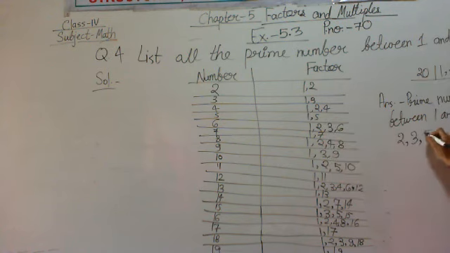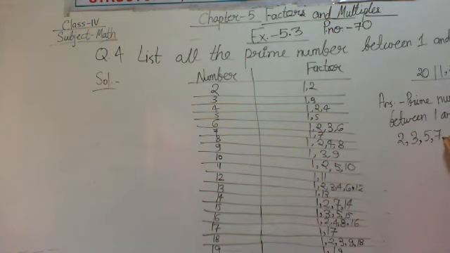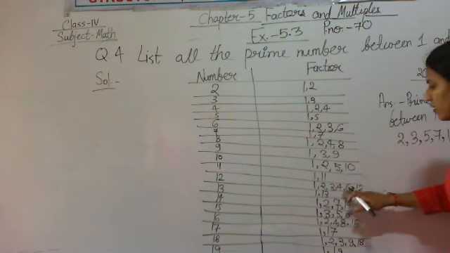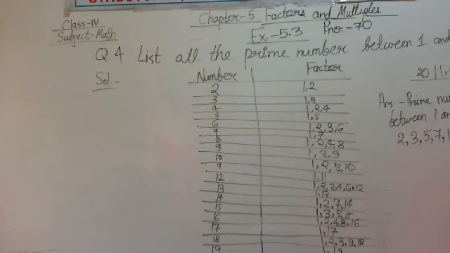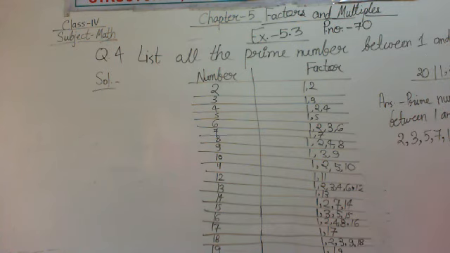5 is a prime because it has 2 factors. 7 is a prime because it has 2 factors. Then 11 is a prime number because it has only 2 factors. Then 13 is a prime number because it has only 2 factors. Then after 13, 17 is a prime number. Then after 17, 19 is a prime number. And 20 has more factors, so it is a composite. So 2, 3, 5, 7, 11, 13, 17 and 19 are the prime numbers between number 1 and number 20.